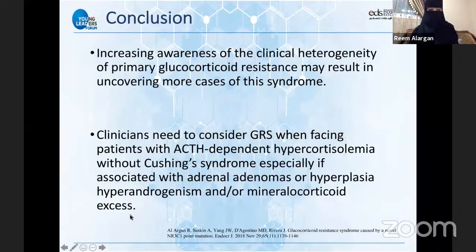So in conclusion, increasing awareness of the clinical heterogeneity of primary glucocorticoid resistance may result in uncovering more cases of this syndrome. Clinicians need to consider it whenever they face ACTH-dependent hypercortisolemia without evidence of Cushing's syndrome, especially if it is associated with adrenal adenoma or hyperplasia, hyperandrogenism, and/or mineralocorticoid excess.